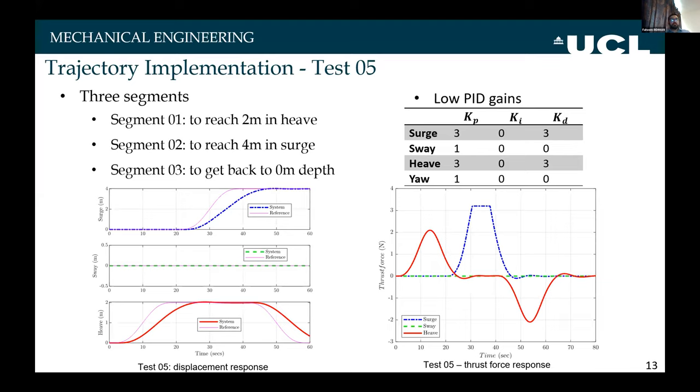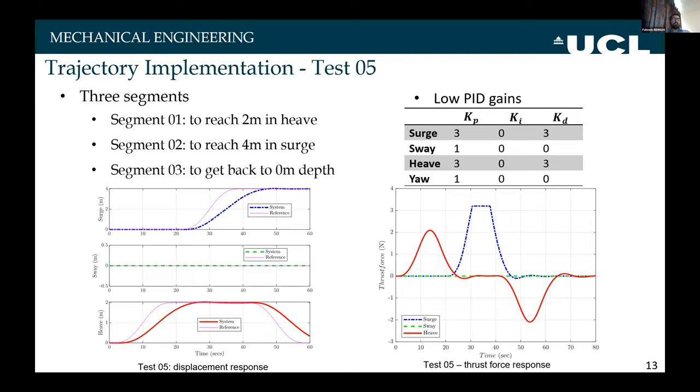The trajectory was then implemented on the system, and four waypoints were taken, which makes three segments. The first segment takes the system to a heave distance of 2 meters, the second to a surge distance of 4 meters, and the third is to keep the surge distance and bring the system back to the 0 meter depth. This is a very simple trajectory in order to see how the system responds to this before going into the complex trajectories.